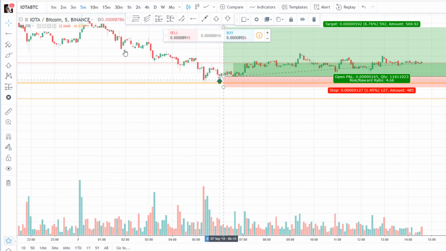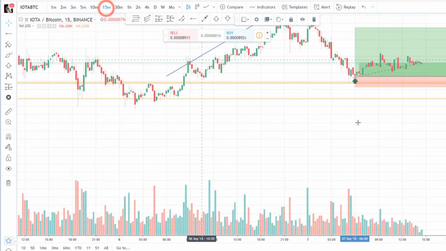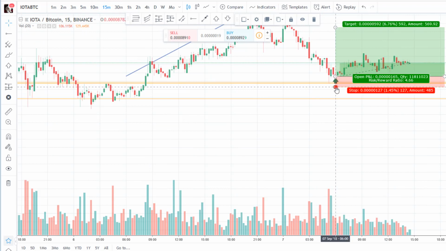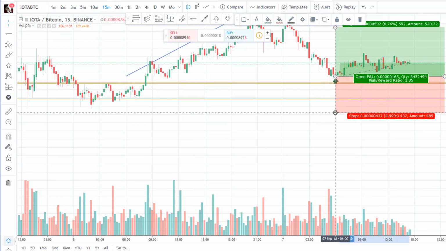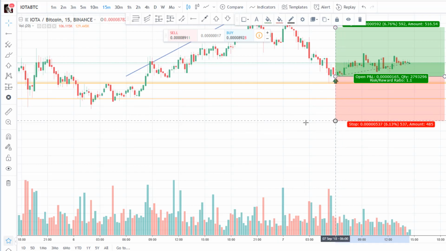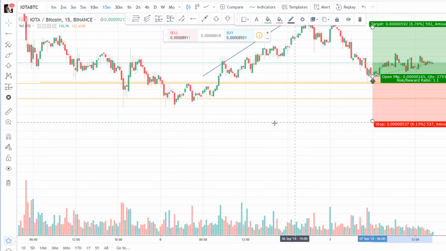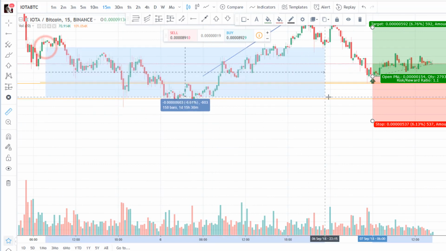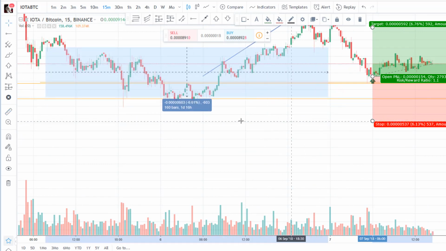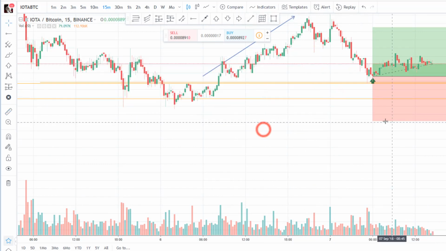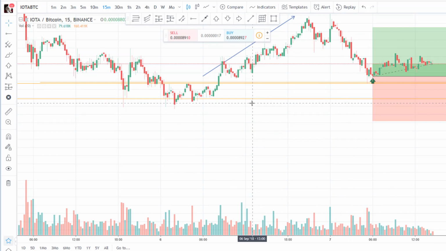And where did I put my stop loss? If we go to the 15-minute chart, I put my stop loss down here. It's more like 6%. So I looked at this and said, well, if this whole structure breaks down, all of this breaks down, and this just gets blown through, then obviously this trade was not going to go in my favor.